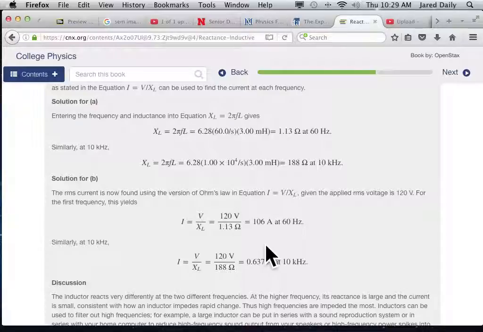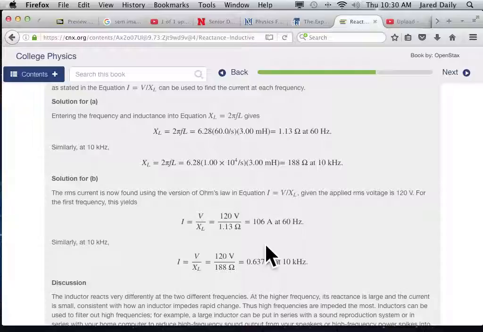If you had a device that was made from an inductor this size, it would let anything that was 60 hertz through with almost its full current. You started with 120 amps of current and you end up with 106 amps. That's most of the current going through. But you can choke off the current at high frequencies using this inductor. Because the current goes from 120 amps to 0.637 amps, it's like the current didn't even go through. So inductors can be used to select currents.